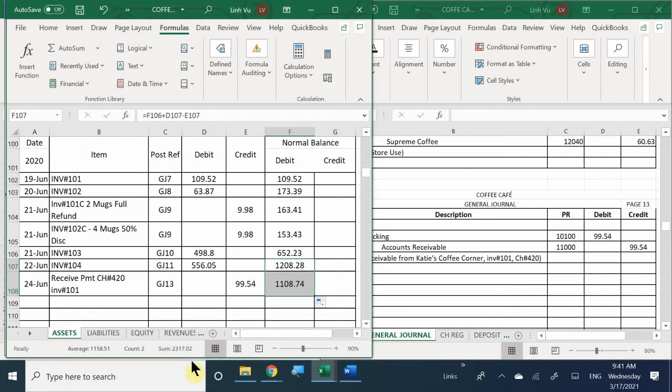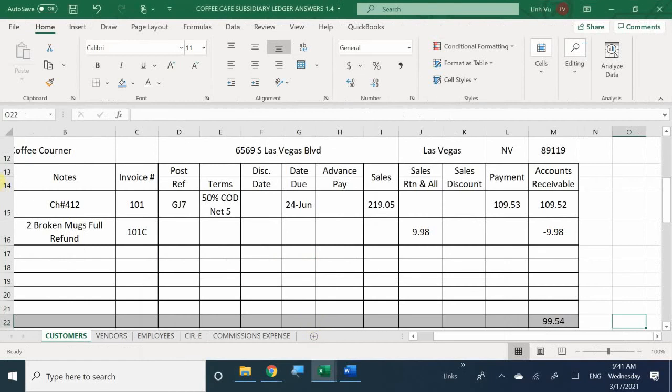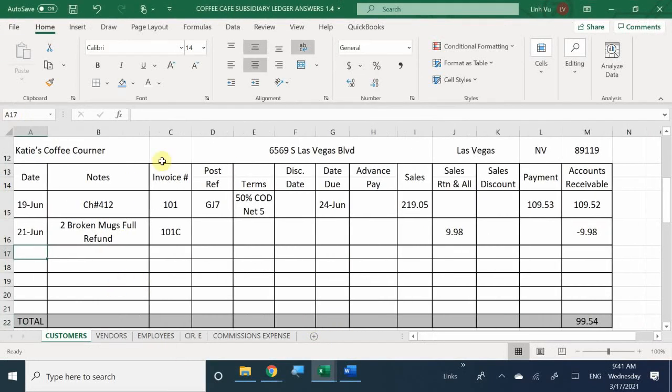Subsidiary. So here's Katie's Coffee Corner, right? Check number 420, for invoice 101, general journal number 13. And we can go all the way down to payments of the $99.54. So this should be negative 99.54. So Miss Katie's Coffee does not even owe us anything anymore. She's cleared her debt with us. Okay, so what's next?